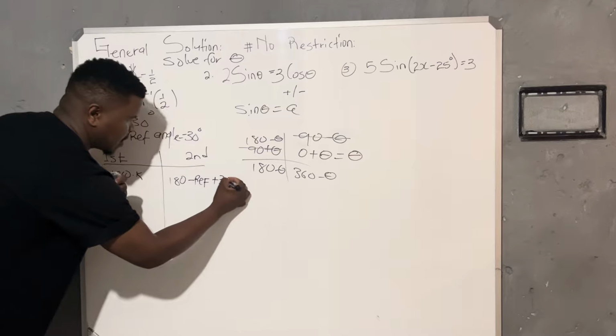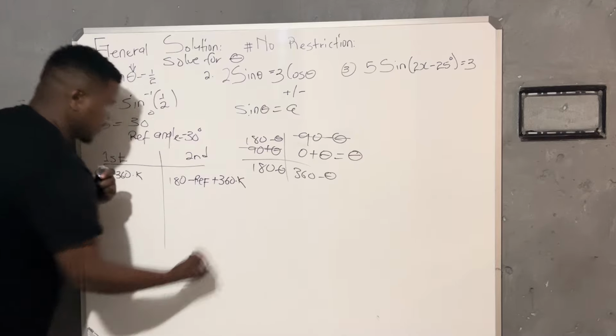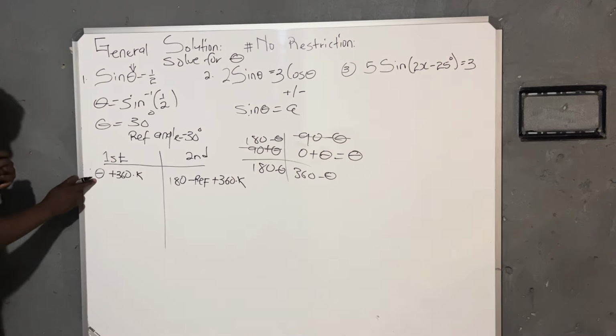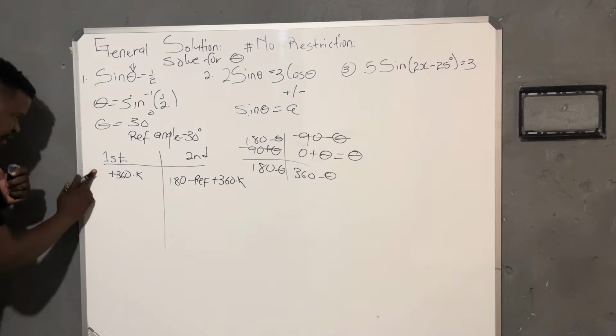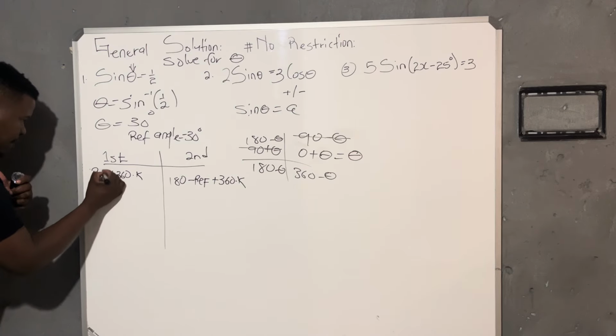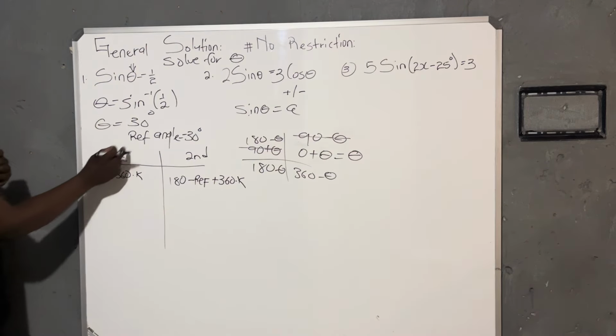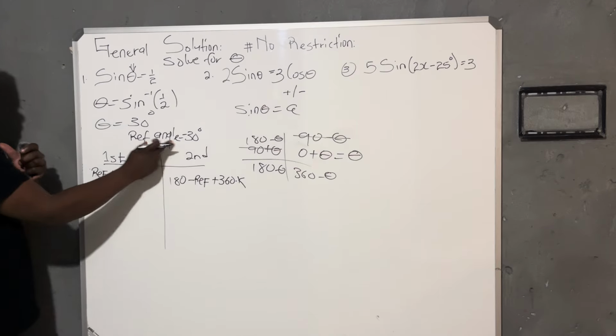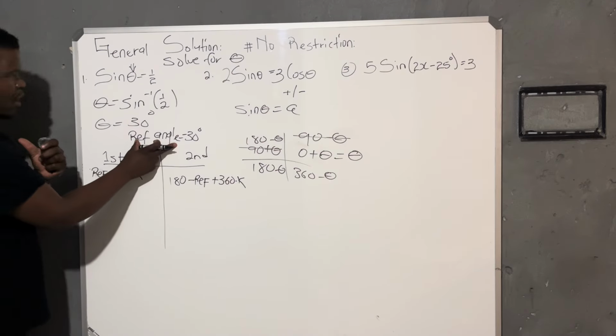Then plus 360 times k. Even here, let's change the theta and make it a reference. Why? Because I said this answer is a reference. And how do you get the reference?